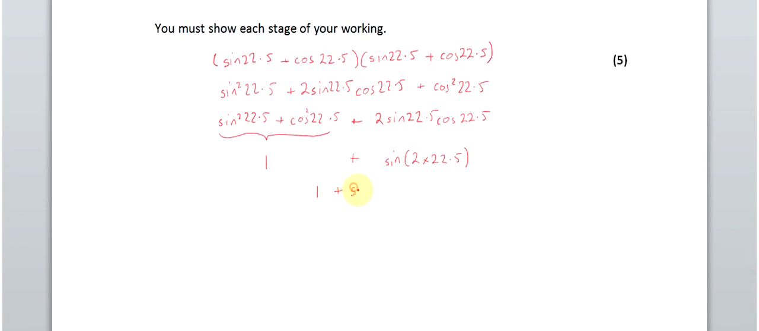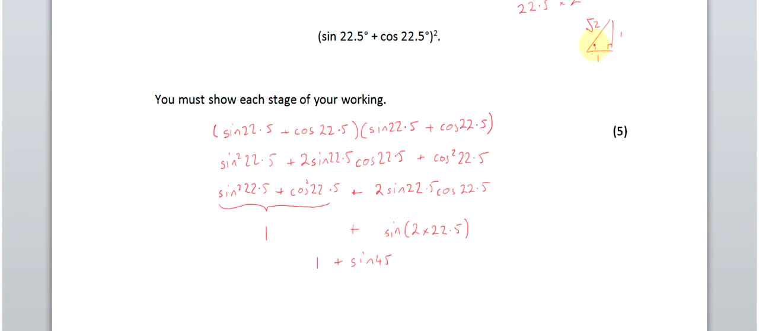Anyway, here we go. We've got sine of 45 here. And if you go back up to our special triangle, sine of 45 is 1 over root 2. So we've got 1 plus 1 over root 2, and there we are. 5 marks for doing it without a calculator, and of course showing every stage of our working. Hope that was helpful.